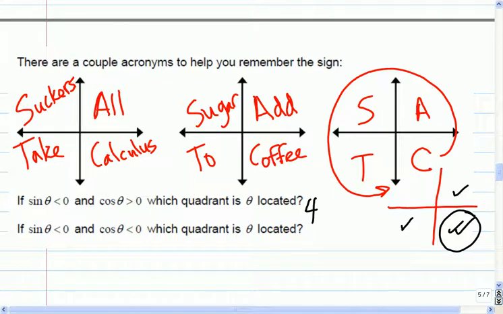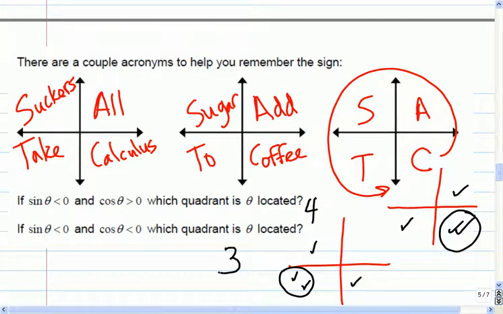What about if sine is negative and cosine is negative? Both are negative. It may help you to draw the little scale like I did here and decide. Any ideas? 3? Yeah. Again, I would start by saying, if sine is negative, I've got to be in these 2 quadrants. If the cosine is negative, I'd have to be in these 2 quadrants. So that's the one which has both working. So it's going to be quadrant number 3.